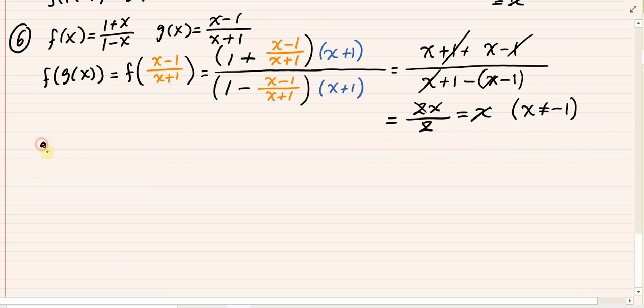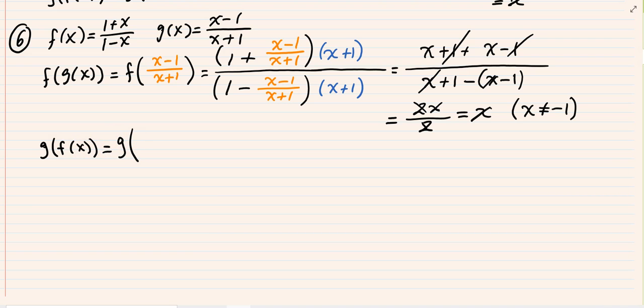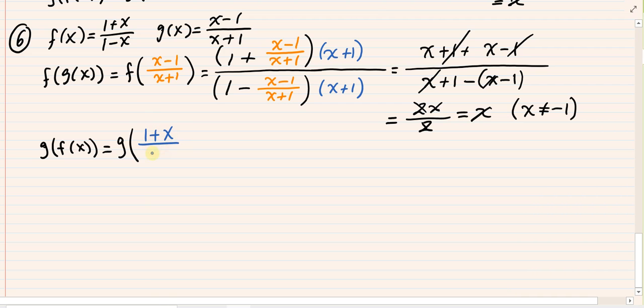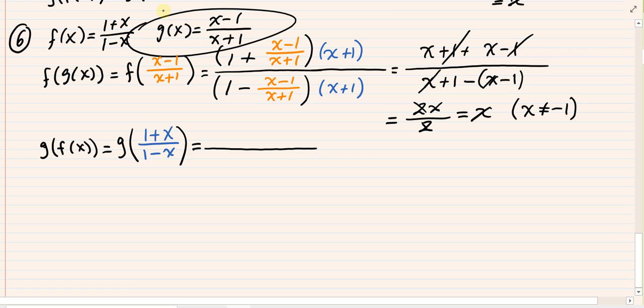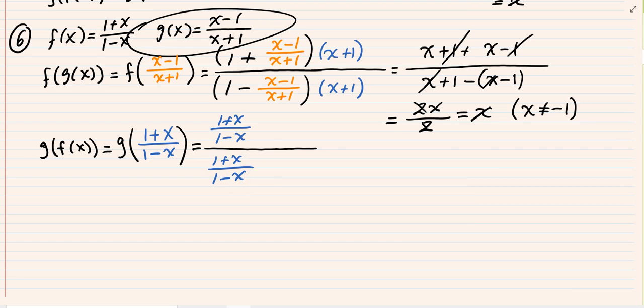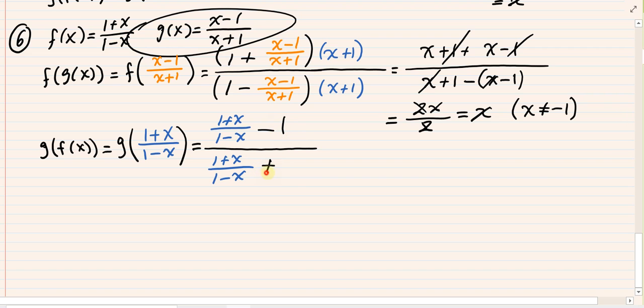Now let's do g of f of x. So g of f of x is now g evaluated at f of x, which is 1 plus x over 1 minus x. Now I'm plugging into the g function. So that's going to make it x. So I'm going to replace it by 1 plus x over 1 minus x. In the denominator, 1 plus x over 1 minus x, right? So that's x minus 1. In the bottom, we have x plus 1.